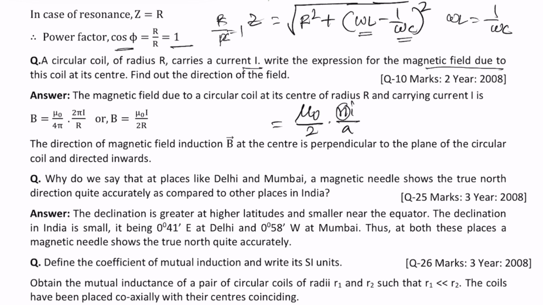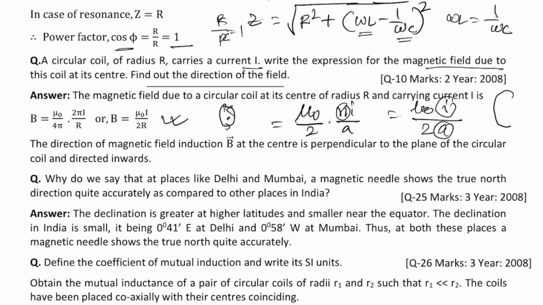Okay. mu0 is the permeability, so mu0 into I by 2 into A, where A is the radius. Correct? So we know the current, we know the radius, so we can find out the magnetic field produced at the center of a current carrying coil, at the center, correct? Magnetic field is a vector quantity, so you need to show the direction.